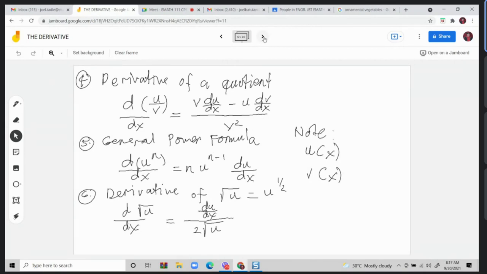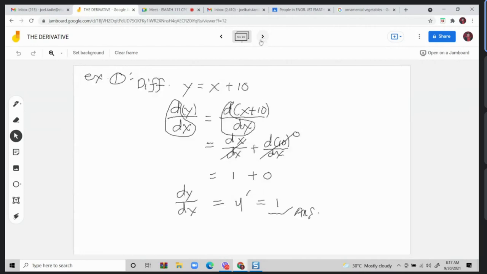So example number 1, differentiate y equals x plus 10. So here, we differentiate both sides of the equation. So derivative of y with respect to x is dy over dx. Then the derivative of the right member of the equation, which is x plus 10, with respect to x.